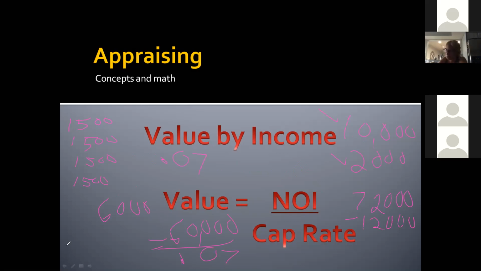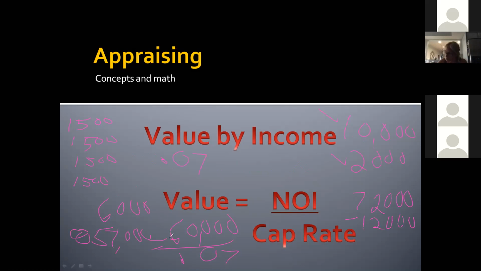Now, let's do that real quick. I'm sorry, 6,000 and 72,000. So this is 60,000, not 600. 60,000 divided by 0.07 is going to give us a value of $857,000. So when he comes back from hunting, he's going to list it for $857,000 so somebody can have a 7% cap rate.